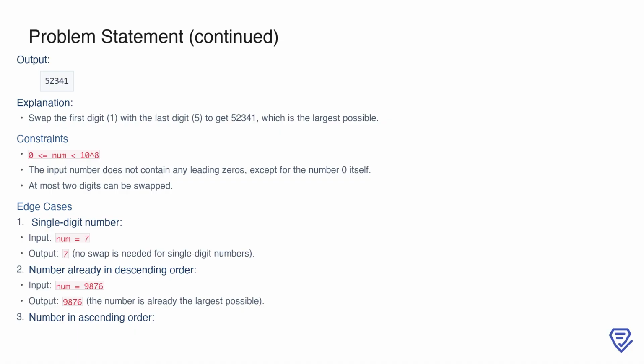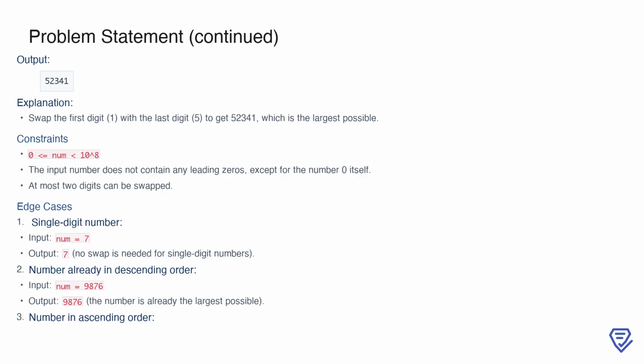To summarize, the constraints for the problem are as follows. Number is always between 0 and less than 100 million, and the input will not have any leading zeros unless the number itself is 0. Additionally, you are allowed to swap at most two digits, so the solution needs to optimize within those limits. Let's also consider a few edge cases.